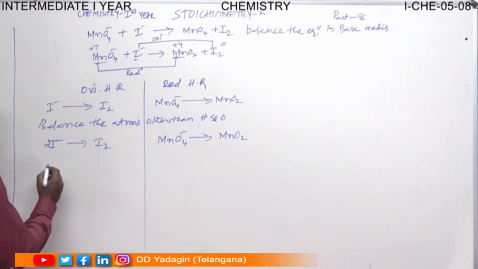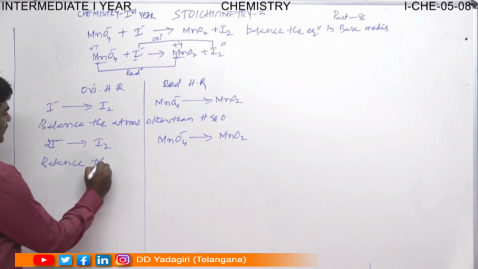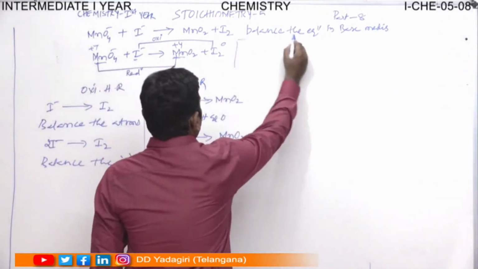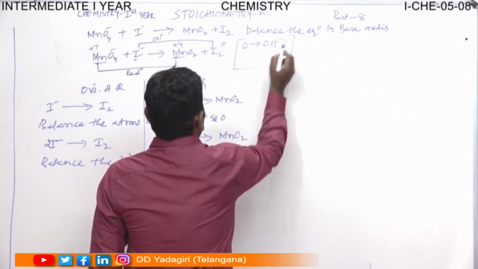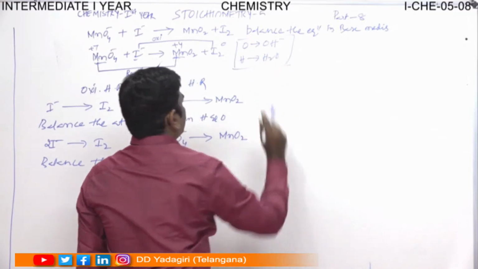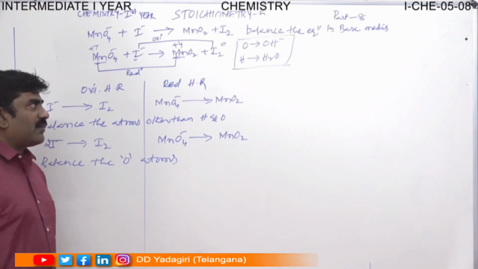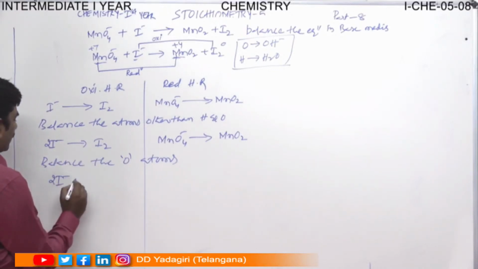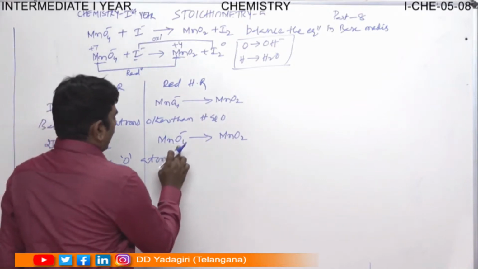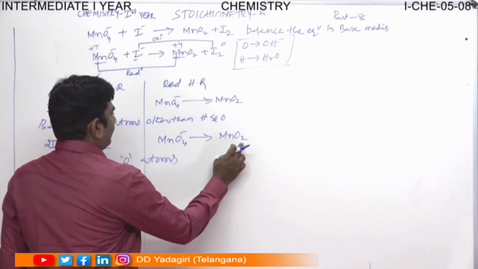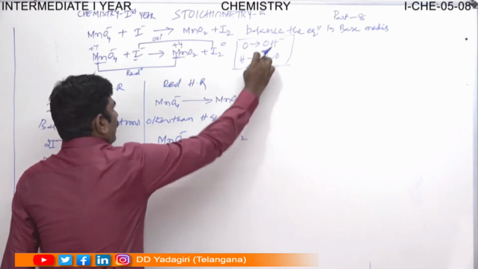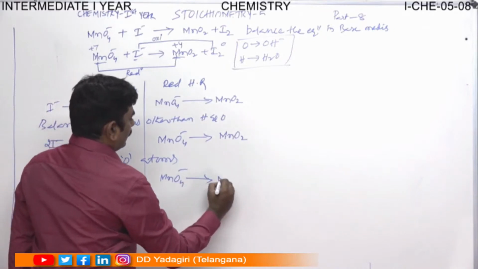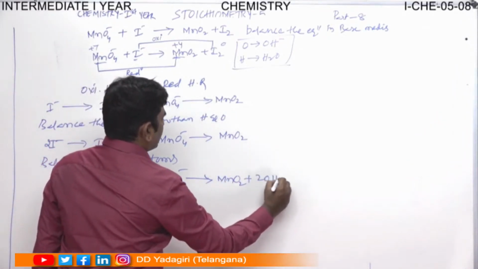Next step, balance the oxygen atoms. In base media, for oxygen we write OH minus, and for hydrogen we write H2O. To balance oxygens, write OH minus on the side with fewer oxygens, and H2O on the side with fewer hydrogens. For the iodine equation there is no problem. But here there are four oxygens and 2 oxygens, so this side 2 oxygens are deficient. For each oxygen 1 OH minus, so we write 2 OH minus. So MnO4 minus will give MnO2 plus 2 OH minus.